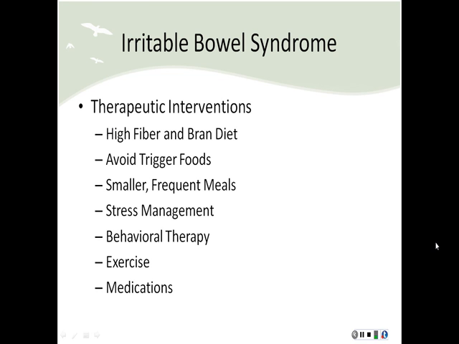So symptoms can generally be controlled by diet and lifestyle changes, along with stress management and medications. We want them to avoid trigger foods such as fresh fruits and vegetables. Caffeine and alcohol can also cause problems, so we want them to avoid those to decrease symptoms. We want them to be on a high fiber and bran diet. We want them to eat smaller, frequent meals, and this will help reduce the contractions.